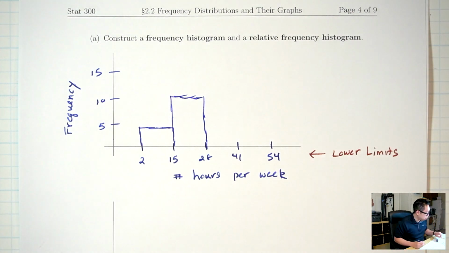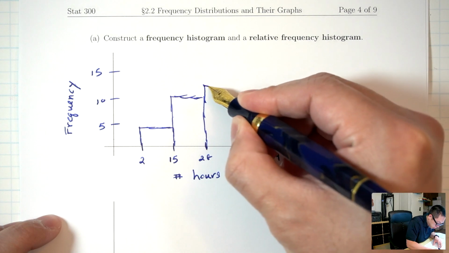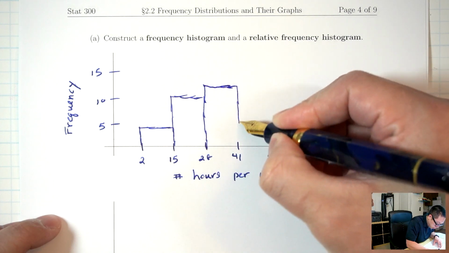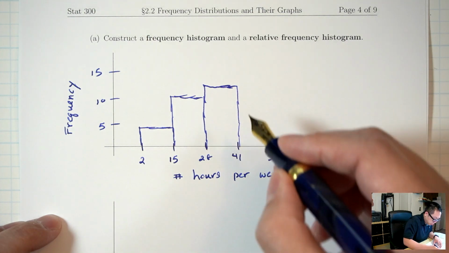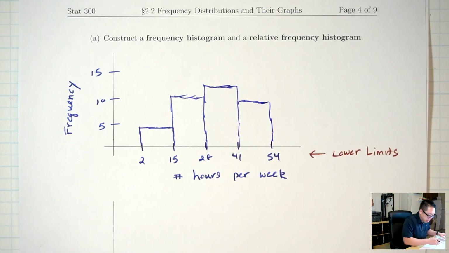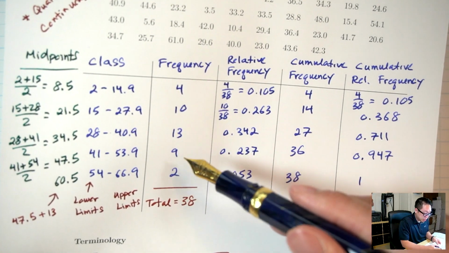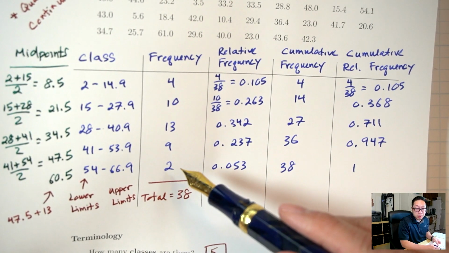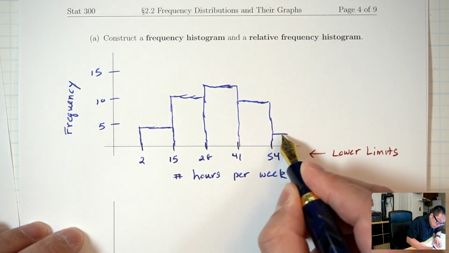Okay, next one is going to be 13. Next one is 9. Are we done? No. Right, I did 4, I did the 10, I did the 13, I did the 9. I haven't done the 2 yet. So the 2 should be another bar that's at height 2.